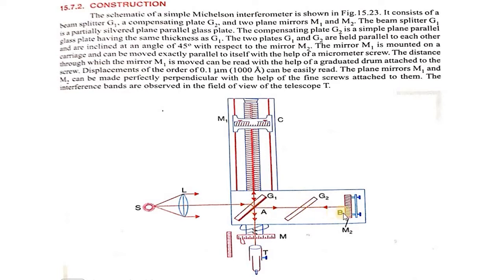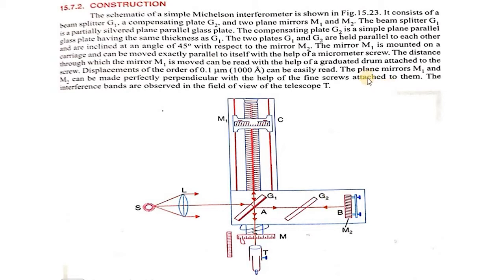On reaching the mirror M2, it gets reflected and again passes through the glass plate G2. So the transmitted ray will have a light path through the glass plate 3 times, and the reflected ray also will have a ray path through the glass plate 3 times. That is the reason why we have kept another glass plate G2 which is parallel to G1.